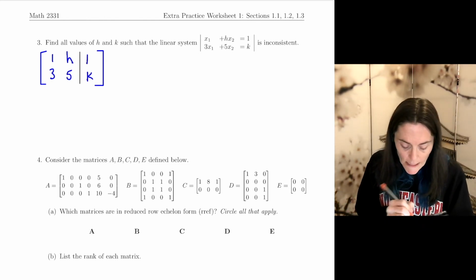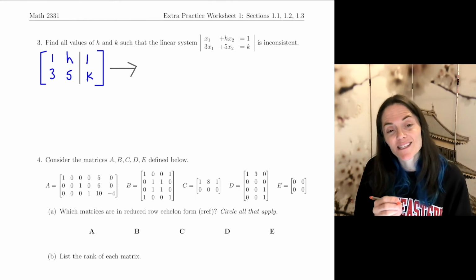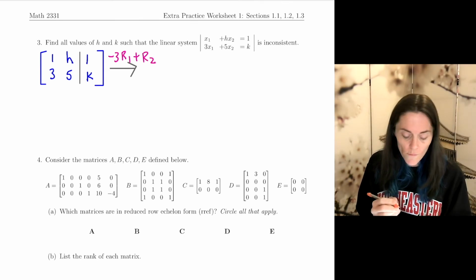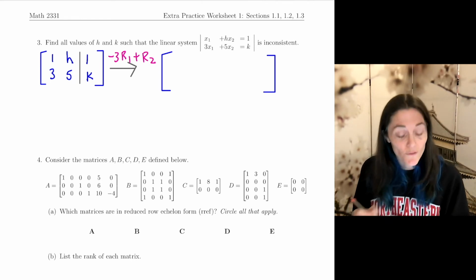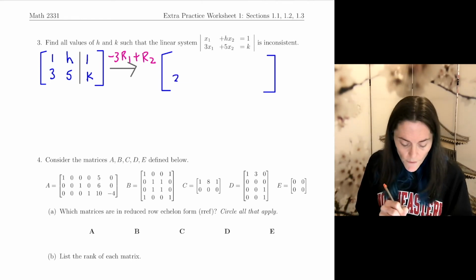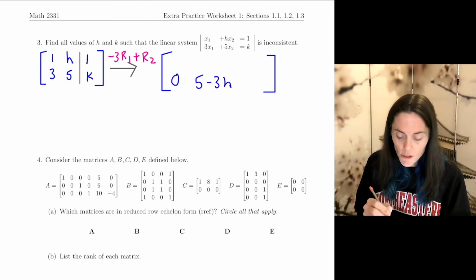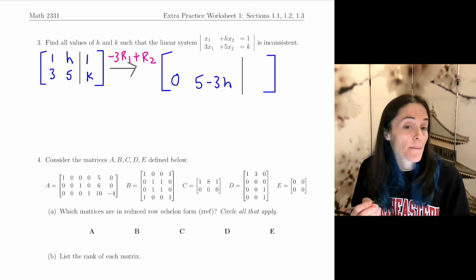Well, really, I just need one row operation here. To simplify, let's take -3 row 1 and add this to row 2. Row 1 has not changed, but maybe I'll fill out row 2 first. Row 2, we have 0, and then we have 5 minus 3h, and we have k minus 3.